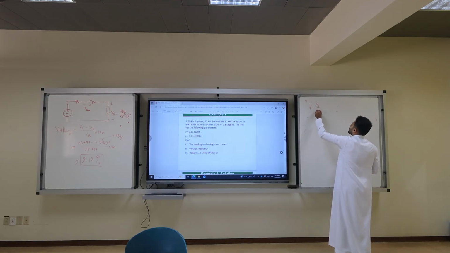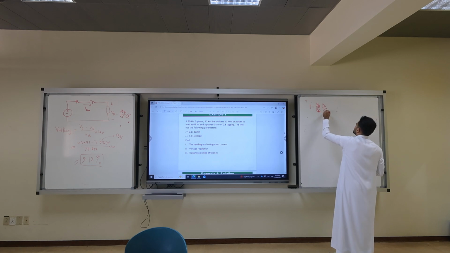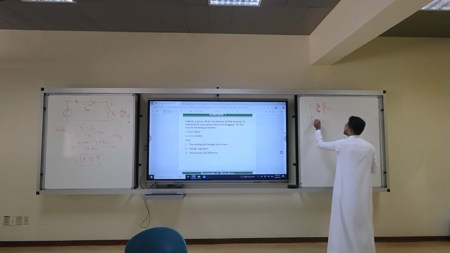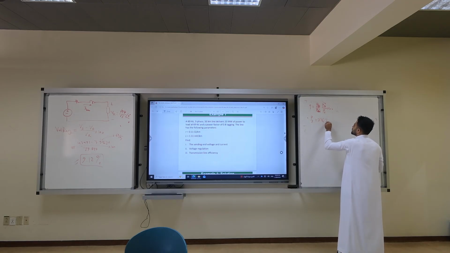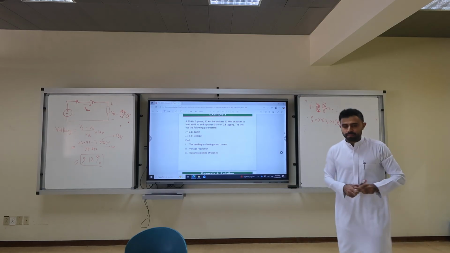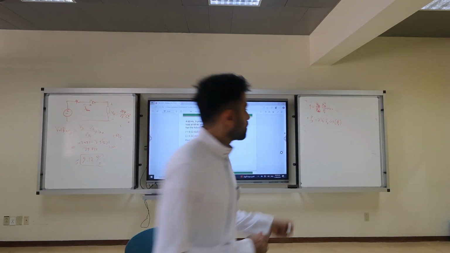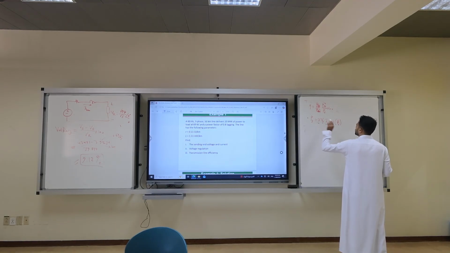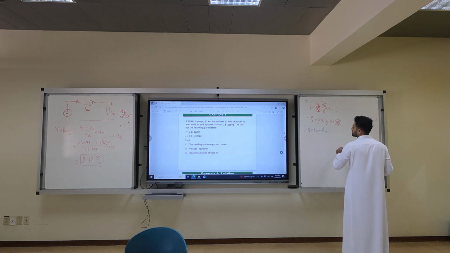Efficiency is PS over PR. No, it's PR over PS. Yes, PR over PS. PR is given in the problem. PS is what? 3 VS IS cosine of theta S. What is known? VS known, IS known. Theta S is theta of VS minus theta of IS.